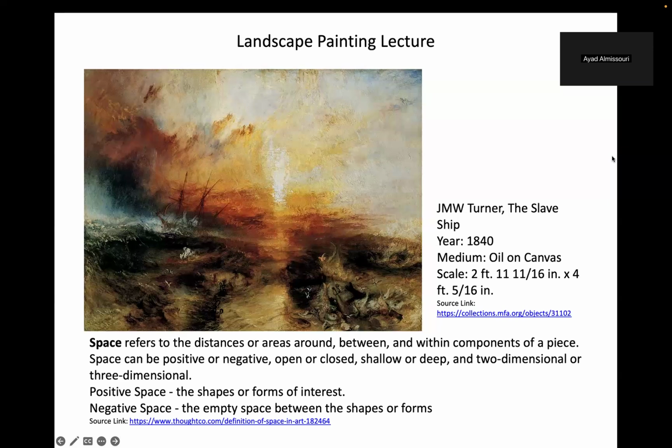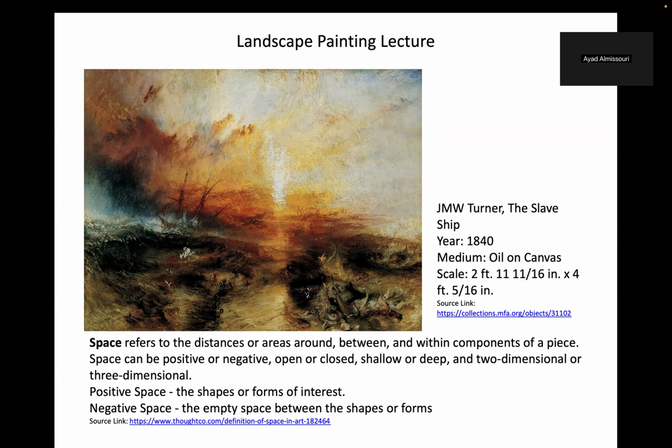Now, let's talk a little bit about space, which refers to the distance or areas around, between, and within components of a piece. Space can be positive or negative, open or closed, shallow or deep, and two-dimensional or three-dimensional. Now, positive space refers to the spaces or forms of interest. Negative space is the emptiness or the empty space between the shapes or forms.